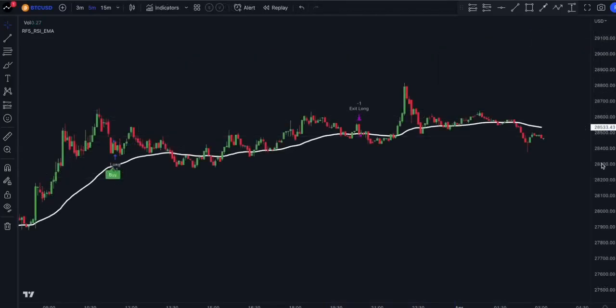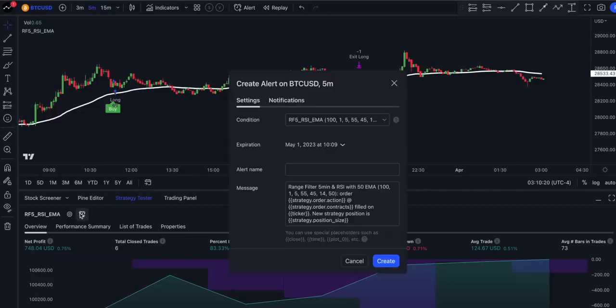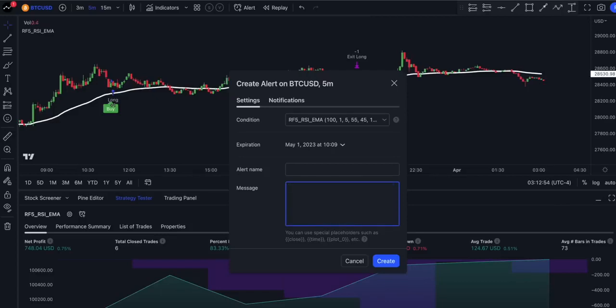Okay, now let me show you how you can turn this strategy into a trading bot. This means that every time the strategy finds a buy or sell entry, it will automatically open a long or short position in your trading account. So first of all, you want to open the strategy tester. The next step is to click on the alerts button. Then you want to get rid of the message that you can see down here. Instead of the old message, we will add a new one that will connect your strategy and your broker account.